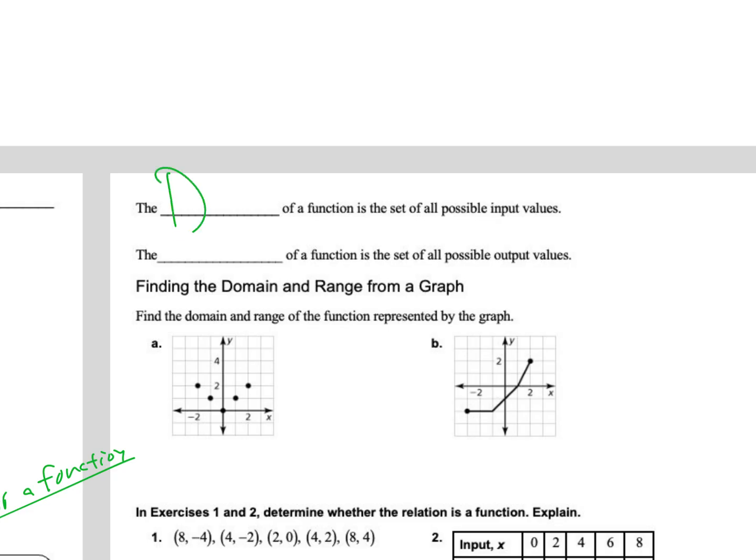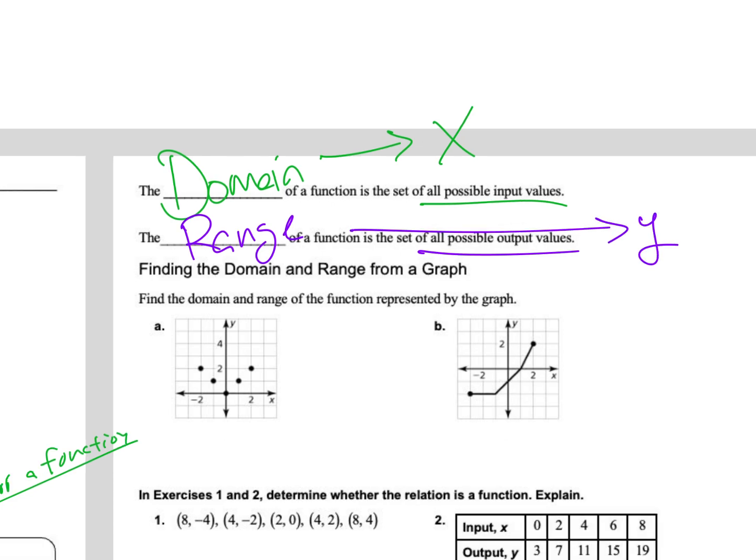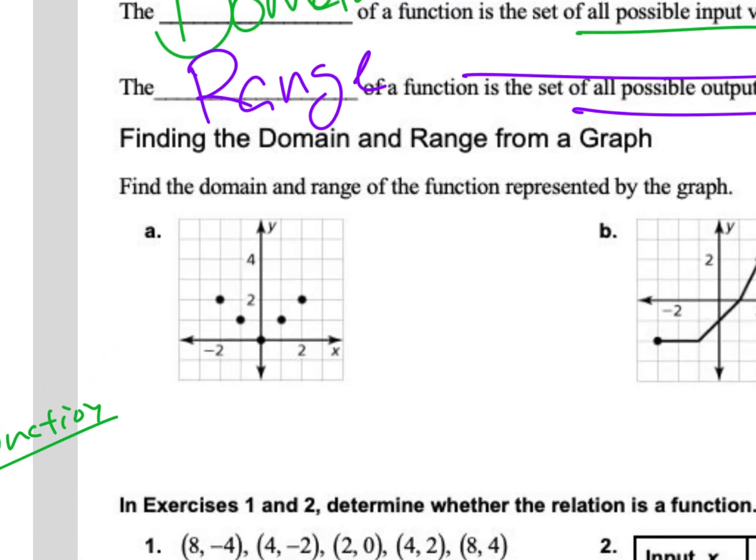The domain of a function is the set of all possible input values. Whatever you got to do, domain goes with x. And when I said whatever you got to do, I meant whatever you got to do to try and remember that, because that's what it is. And then the range of a function is the set of all the possible output values. That's the y.